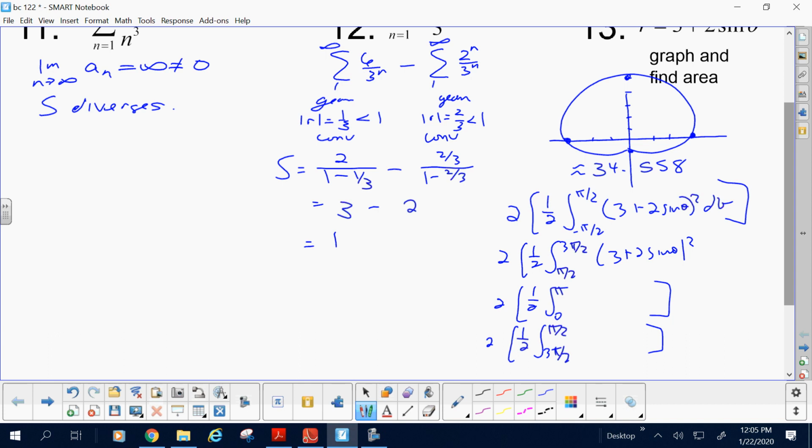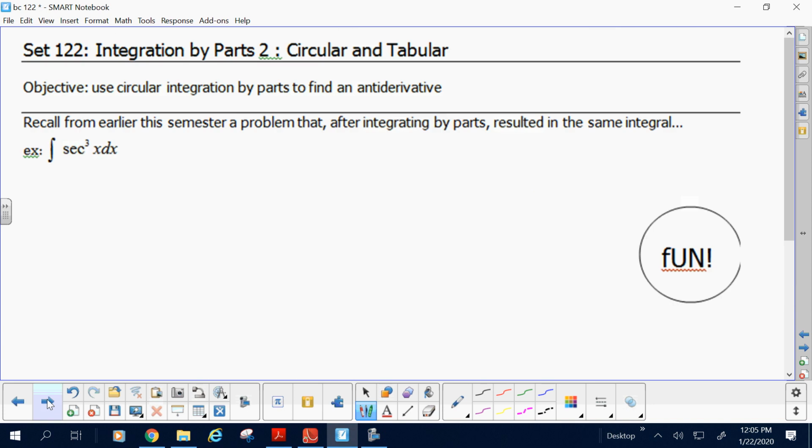Today's is pretty cool. It's what you would consider an advanced integration technique. It's integration by parts, part 2 and 3. Circular and tabular. All right. You have already done circular, and so this will be just a quick refresher of the idea. Circular, the idea is to get right back to where you started, to the original integral, is the goal.